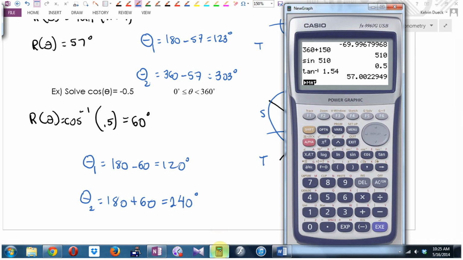And then if this was a test, I would do a really quick check before I moved on, because it takes 1 second. I would go cos 120, yay! I would go cos of 240. Hey, I know I'm right.